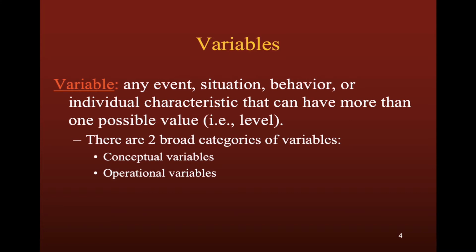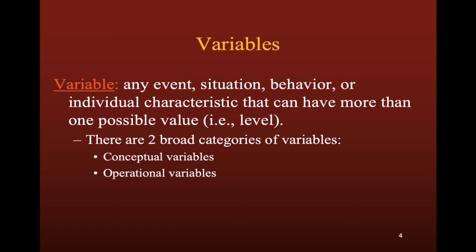A variable is any event, situation, behavior, or characteristic that can take on more than one possible value. So think about a constant: it can only have one value. A variable can have more than one value. So you go back to your algebra class, in middle school or high school, and you'll know that X could be one or X could be two, depending on the rest of the equation. So variables, anything that can take on more than one value.